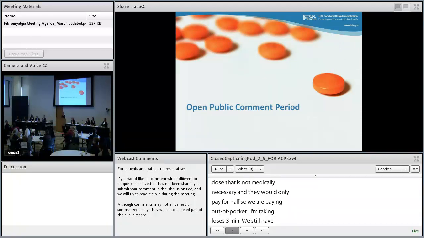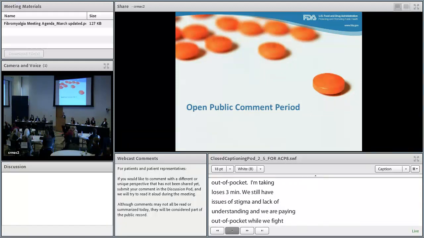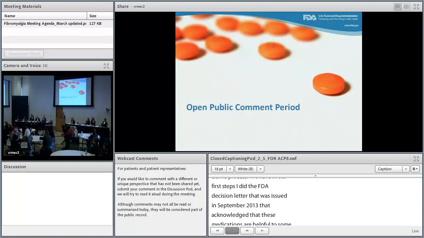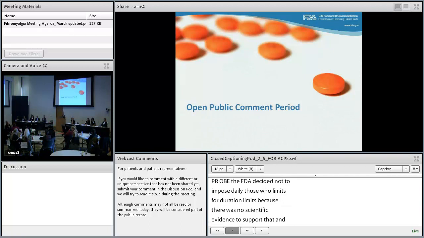We still have issues of stigma and lack of understanding. We are paying out of pocket while we fight this through the disputed claims process. We have, in our first step, cited the FDA decision letter that was issued in September 2013 that acknowledged that these medications in high doses are helpful to some people. In that decision, responding to a petition from PROP, the FDA decided not to impose daily dose limits or duration limits because there was no scientific evidence to support doing that. When we replied to Blue Cross requesting reconsideration, we provided a copy of that letter.